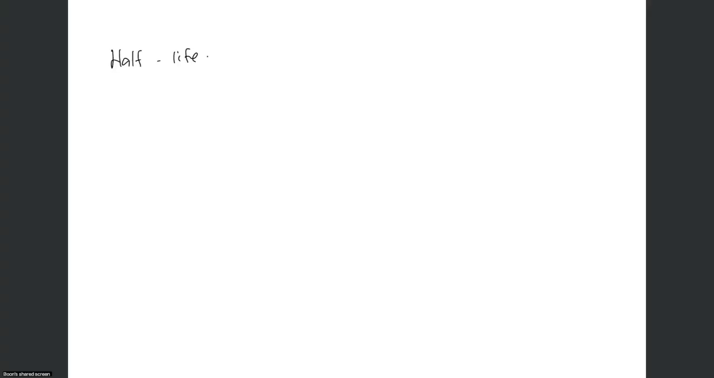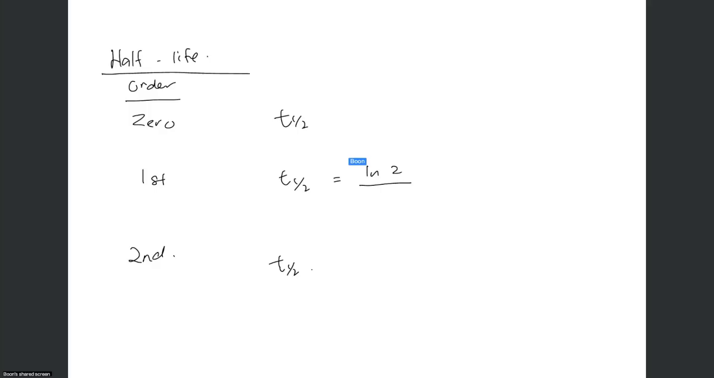There are three orders. Order number one, zero. Order number two, first. Order number three, second. And let's talk about the half-life. The symbol basically works the same. Half-life for the first order, that is what we normally know, is natural log 2 over k.